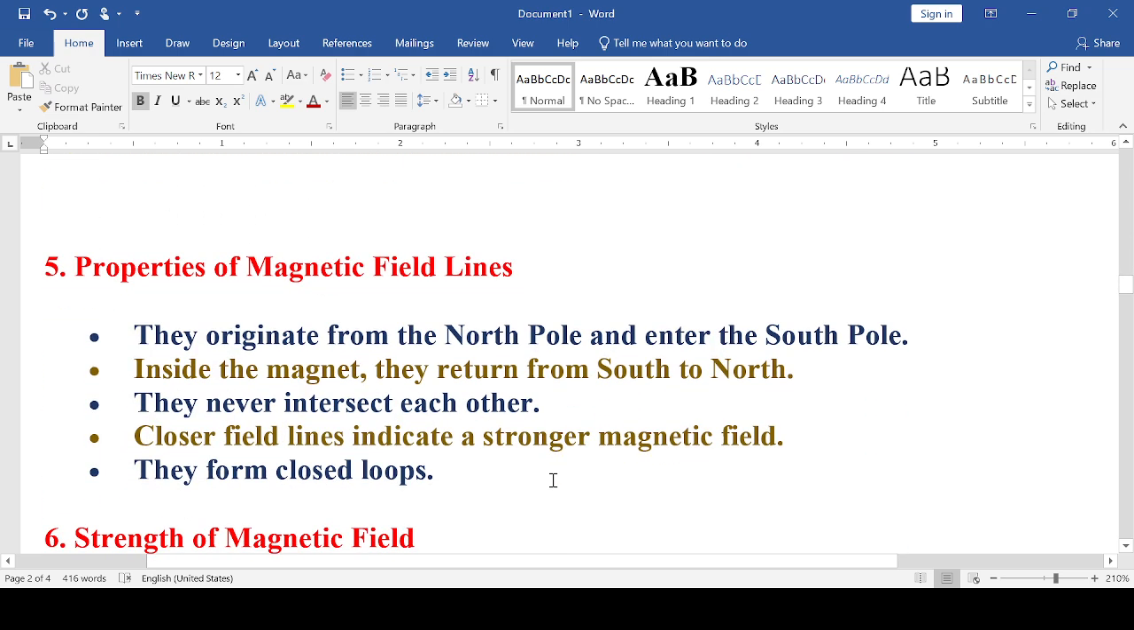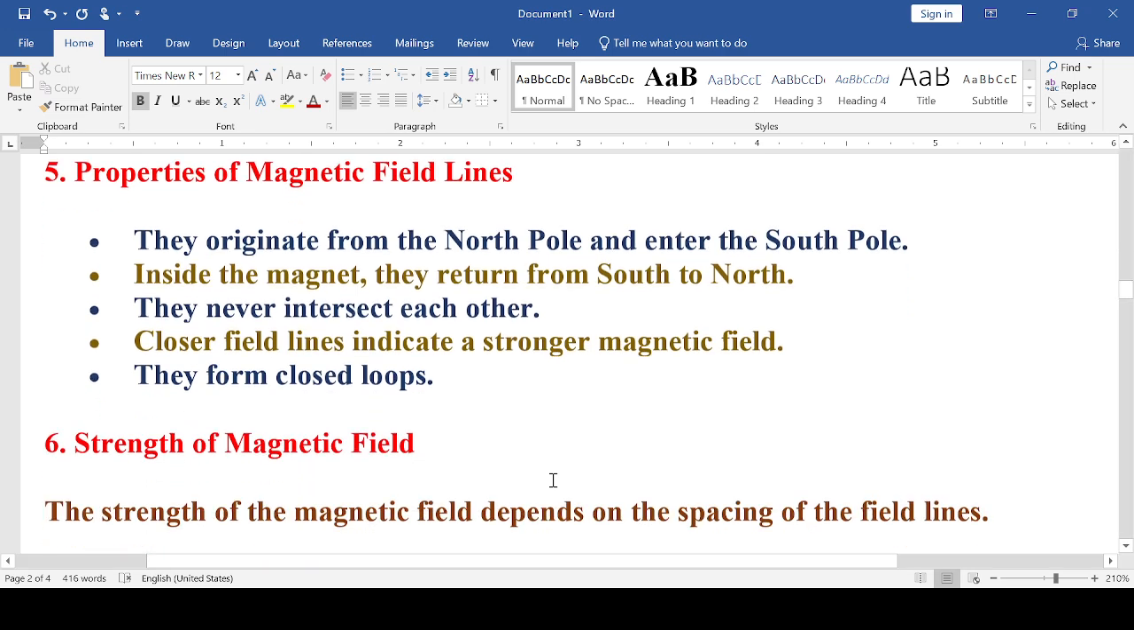So here come the properties of magnetic field lines. They originate from the north pole and enter the south pole. Inside the magnet, they return from south to north. They will never intersect. Students, they are not going to intersect. Closer field lines indicate a strong magnetic field. They form closed loops, those circular ones are called closed loops.